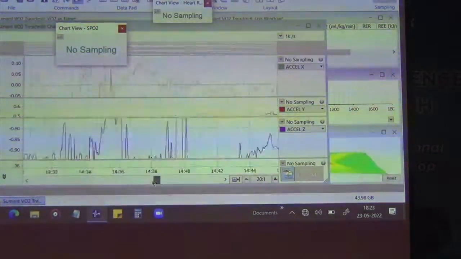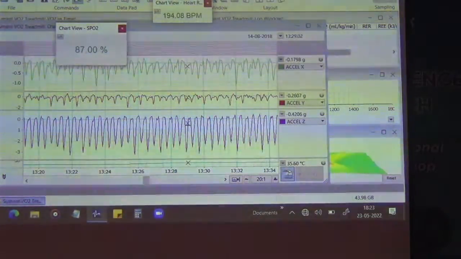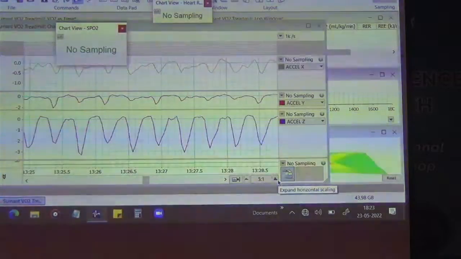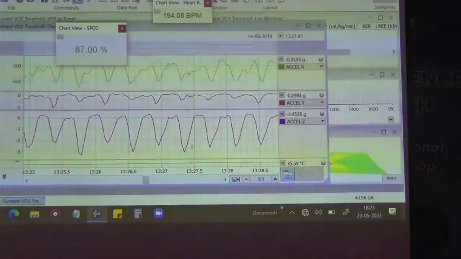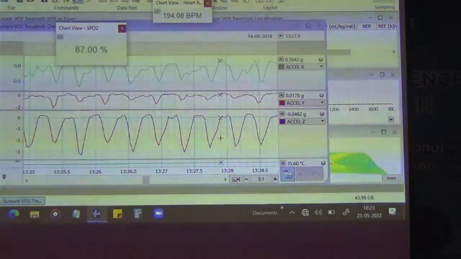You just zoom in the data. I hope you are able to see this. Each step he takes gives a kind of spike like this. So we can count the steps, or count how much time he has taken for each step. Or even if he is wobbling, maybe on one leg he is spending more time than the other. You will easily find that out from this.